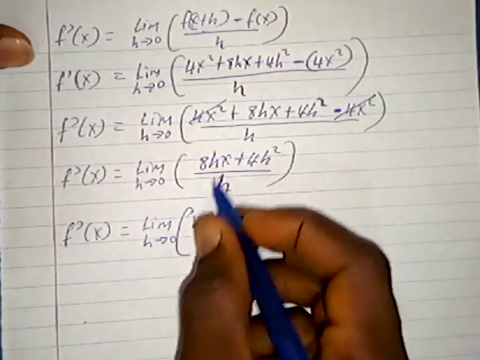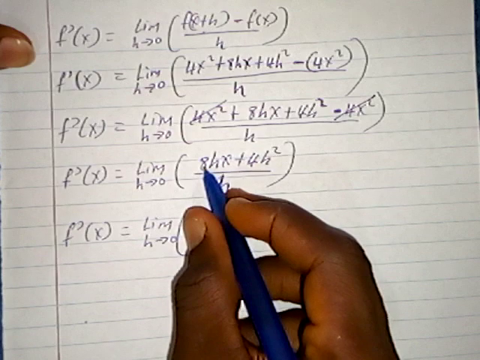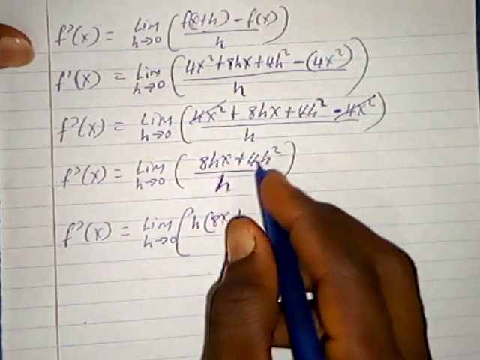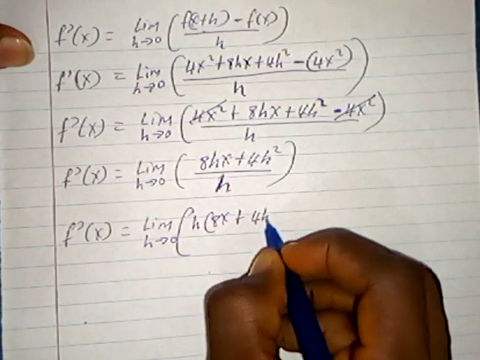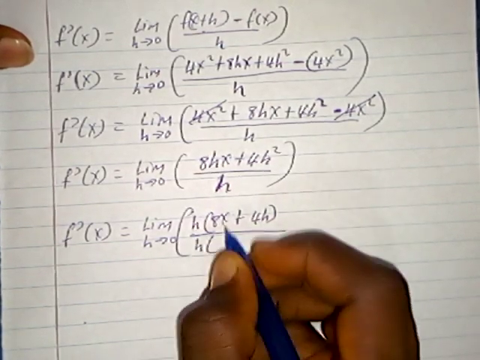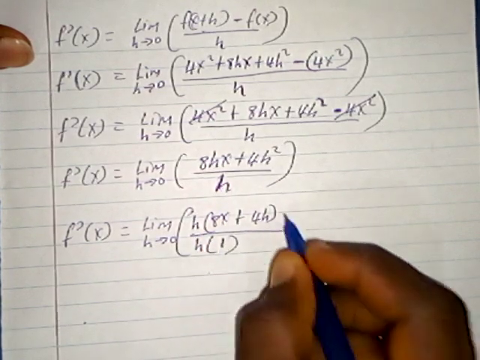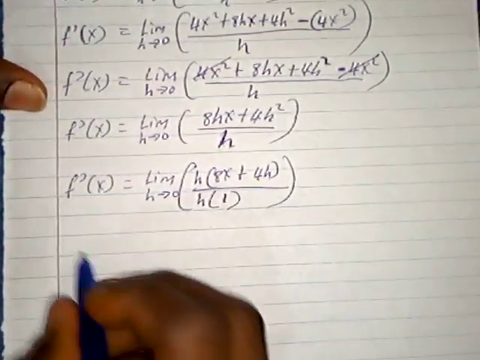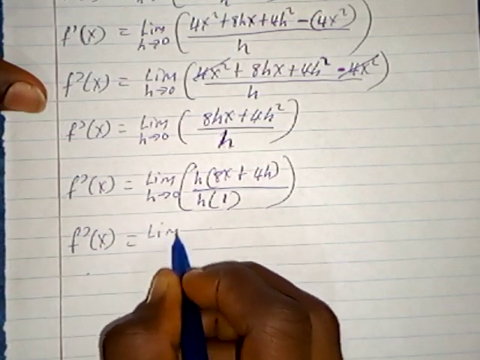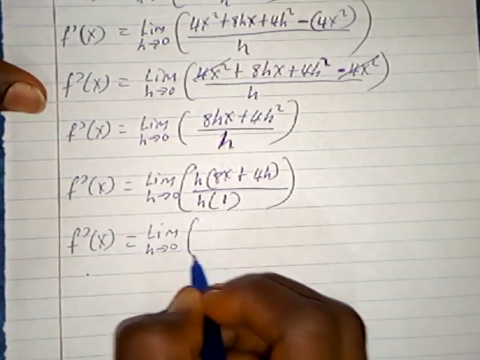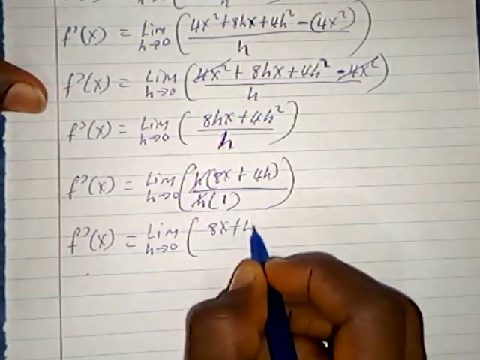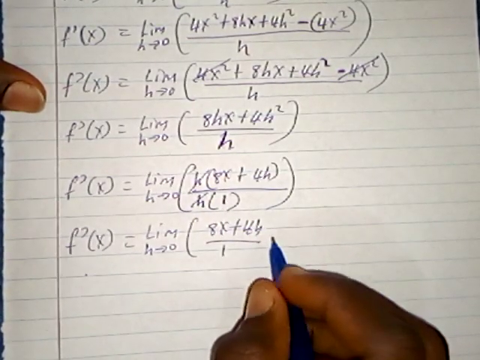And we say h into 8hx is 8x, plus h into 4h² is 4h, all upon, we take h again as the denominator, h into itself one times, all in brackets. Do you see the procedure? So f'(x), the first derivative, is the limit as h moves toward 0. Now h cancels h. What is remaining? (8x + 4h)/1.